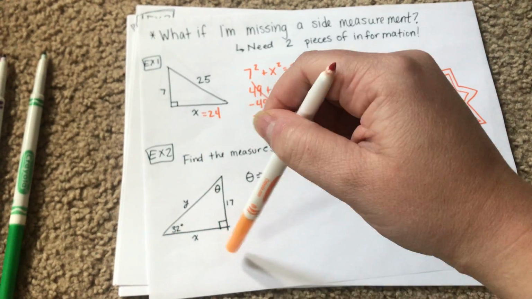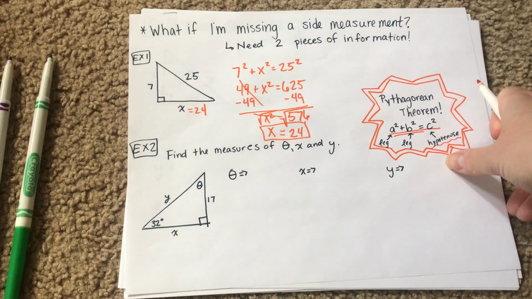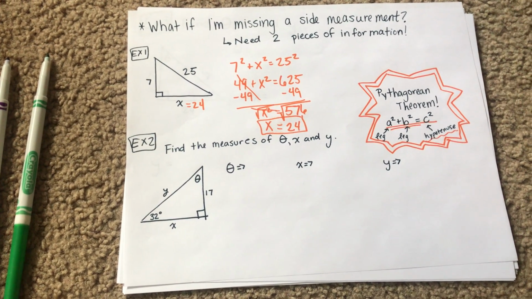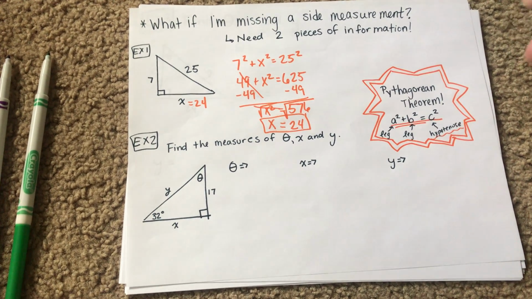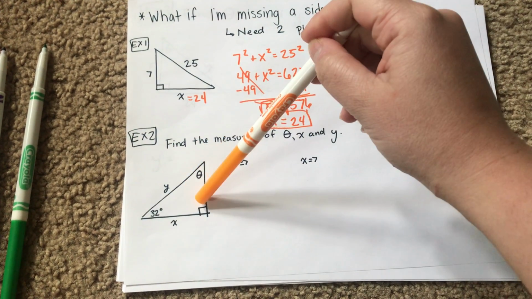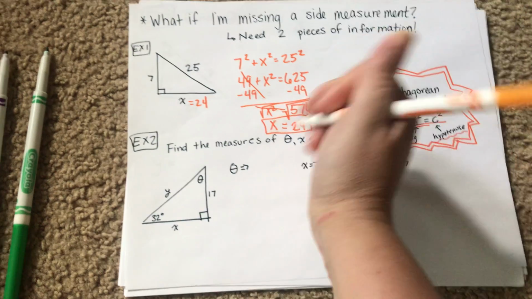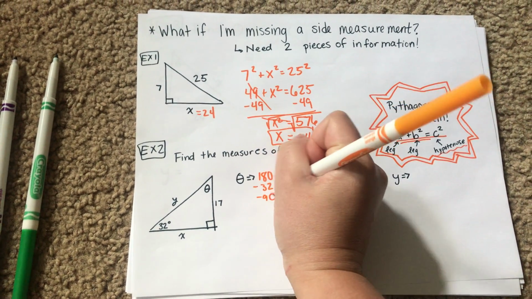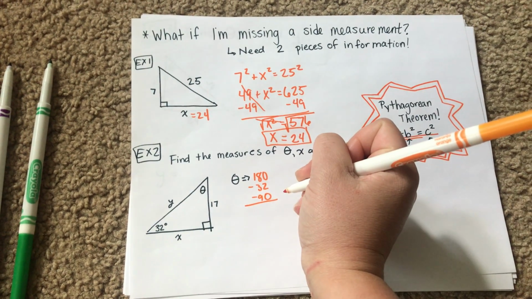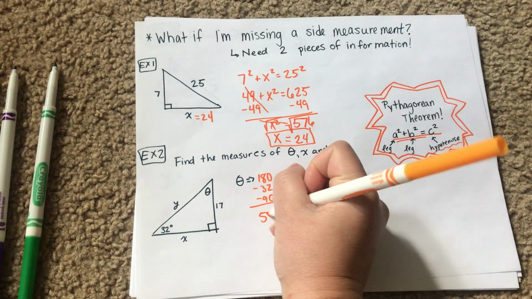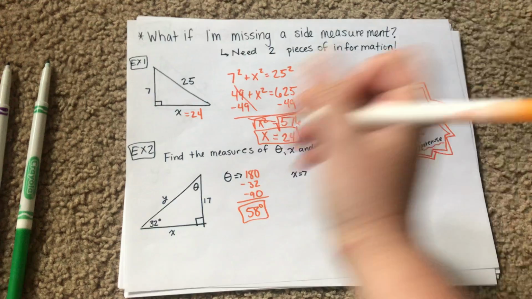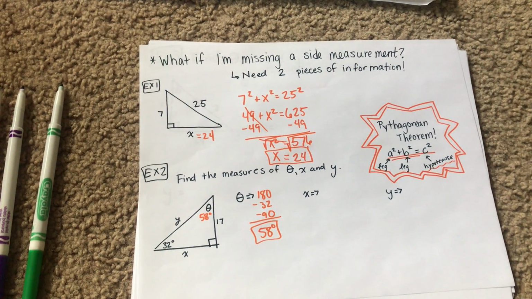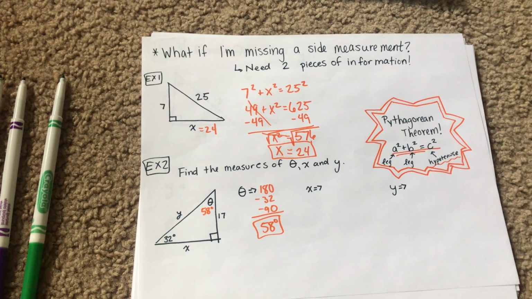Now, we should hopefully remember that all triangles add up to the same thing on the inside. Our interior angle sum of a triangle is always 180 degrees. So if we know this guy's 90, we know this guy's 32, I can figure out the last one by doing 180 minus 32 minus 90, and we are left with 58 degrees. Easy enough, and I'm going to write that in here so we can maybe use it later. All right, so now we know 58 degrees.